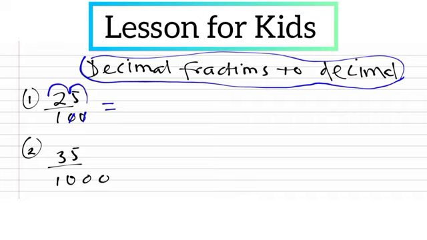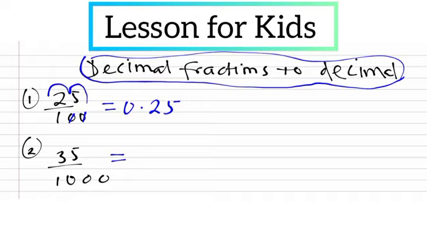So we can see that we have the point, as if we are shifting the point. You have 0.25. If you press your calculator, when you have 25 over 100, you are going to have 0.25. Can you see now?